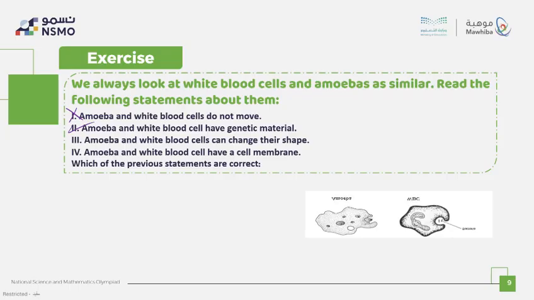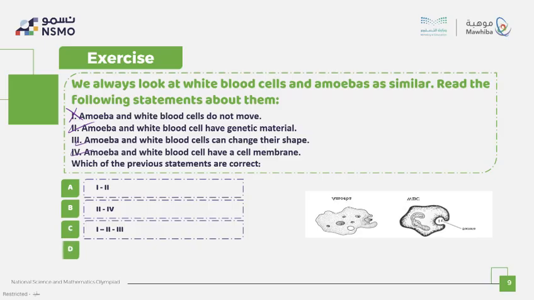Okay, 3. Amoebas and white blood cells can change their shapes. Also that's right, because changing shape helps them engulf particles. Statement number 4: amoebas and white blood cells have a cell membrane. Also that's right, yes, so both are single cells surrounded by a membrane. Okay, so which of the previous statements are correct? Let's see them, and now we have a much better idea.